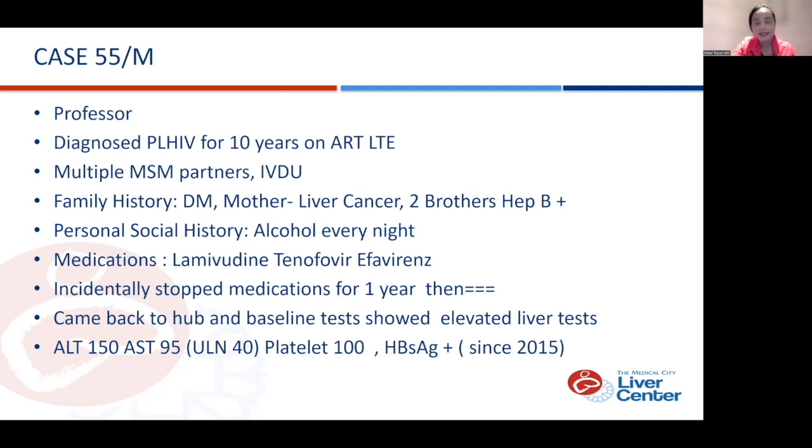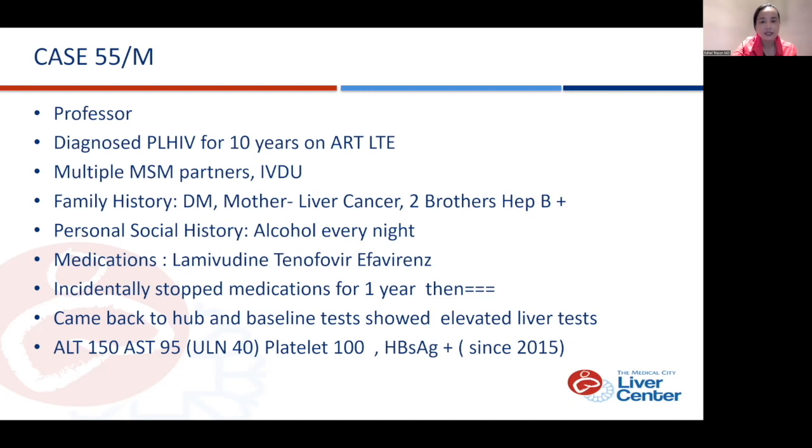So the first case I'll discuss is a 55-year-old male. He's a professor diagnosed with HIV for the past 10 years on lamivudine, tenofovir, and efavirenz. He has multiple high-risk exposure, multiple MSM partners, occasional IV drug use, and family history of diabetes. Incidentally, his mother had liver cancer, and 2 brothers are hepatitis B positive. So when you see a family history like that, consider the possibility that your patient also has hepatitis B being infected by the mother at birth. So the patient also drinks alcohol nightly.